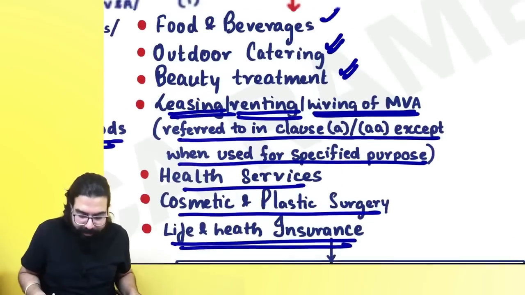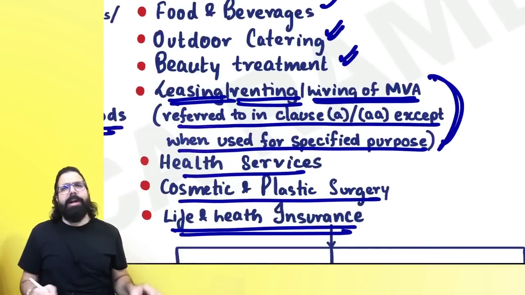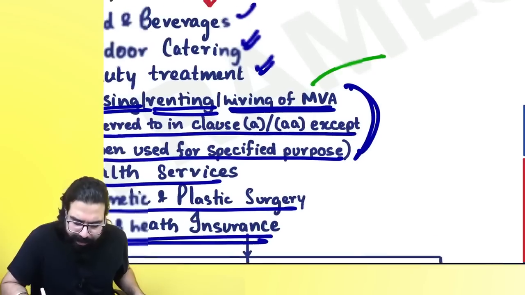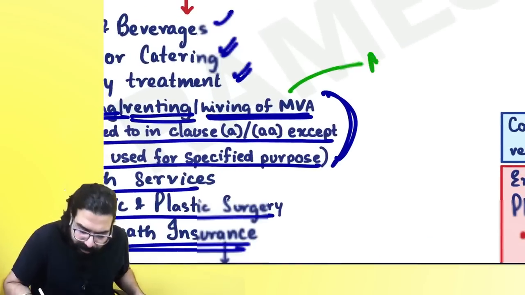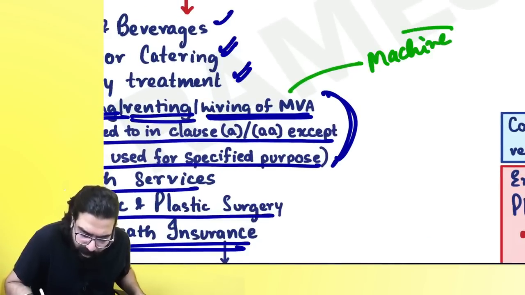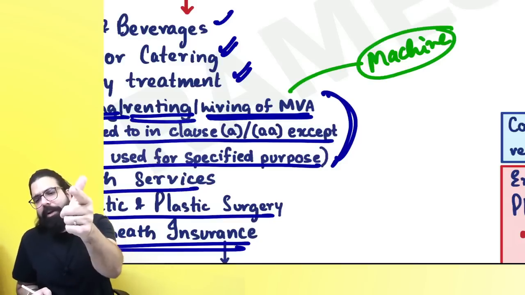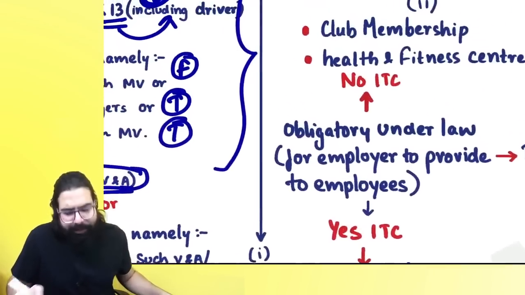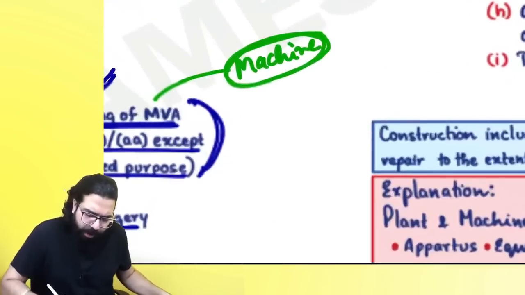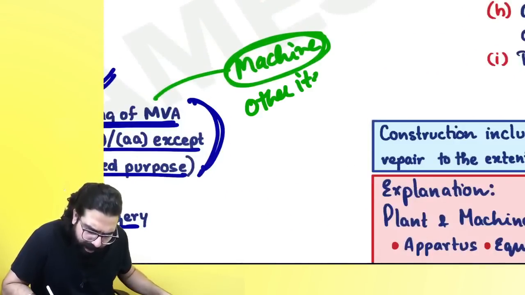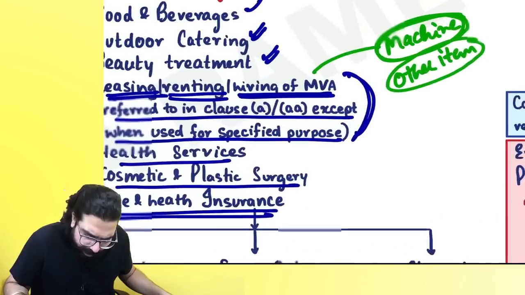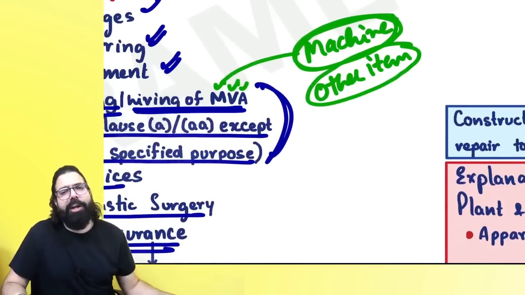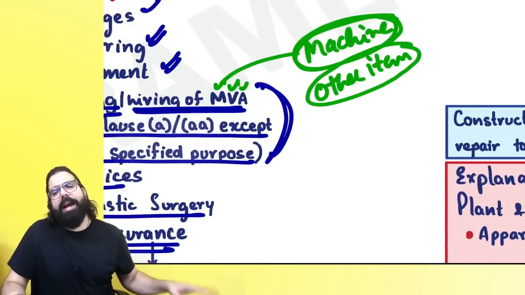My question to you, everyone, is what is blocked over here? Leasing, renting, hiring of motor vehicle is blocked. Now supposing I took one machinery on lease, can I take the ITC? If I take a machine on lease, can I take the ITC, or any other items, if I take them on lease or rent? What is blocked is relating to motor vehicle, vessel and aircraft. If I take a machine or any other item on lease, can I take the ITC?